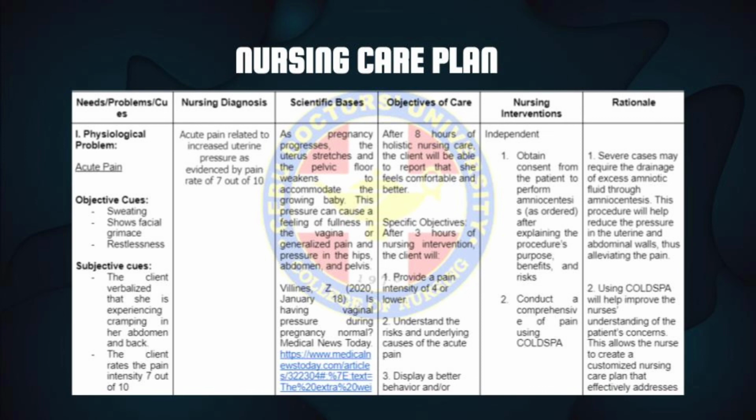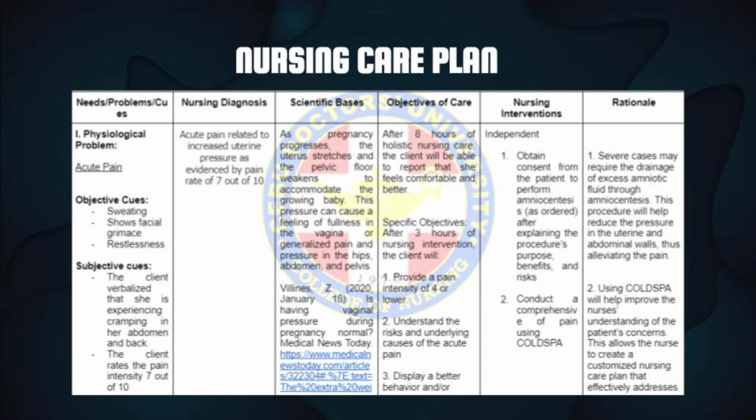So, for the general objectives, after 8 hours of holistic nursing care, the client will be able to report that she feels comfortable and better. For the specific objectives, after 3 hours of nursing intervention, the client will, number 1, provide a pain intensity of 4 or lower. Number 2, understand the risks and underlying causes of the acute pain. And 3, display a better behavior and or mood. For the nursing interventions, we have here the independent nursing interventions.